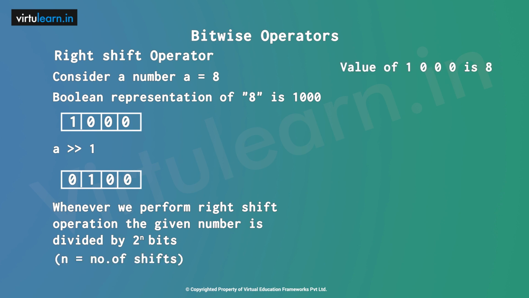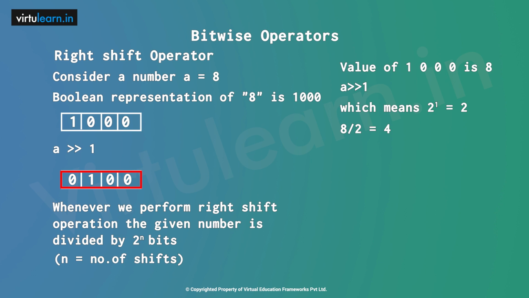Now the value of 1000 is 8. 8 divided by how many shifts? 1 shift, which means 2 to the power of 1. 8 by 2, what is the value? 4. The representation of 4 is 0100. You can see we got 0100 whenever we shift right by 1 bit.